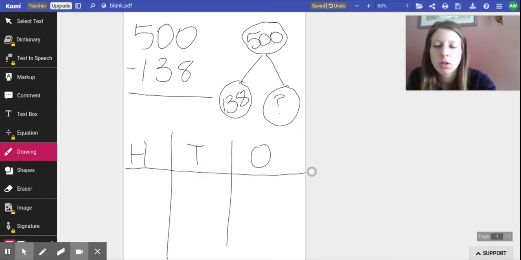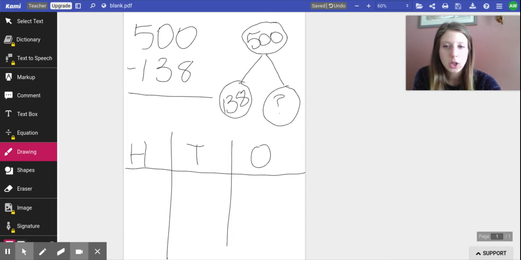You are always only going to draw your whole. So that would be my 500. And in this case, I'm not going to be able to fit it, so I only have 500s. And then I'm going to stop right there. I have no tens and I have no ones, but I still have to subtract 138 from that number.